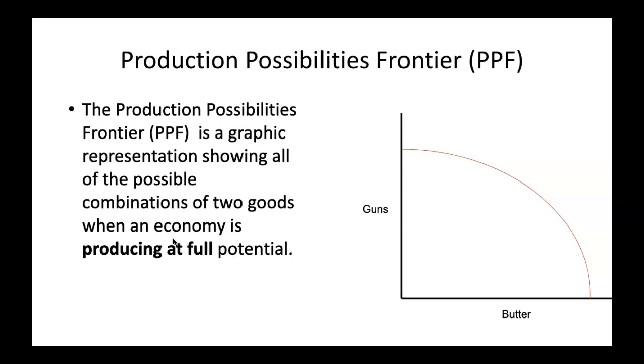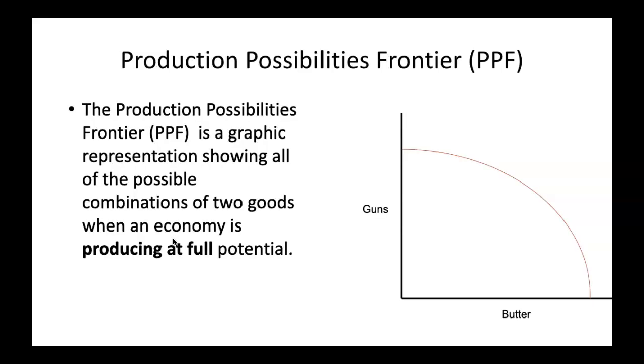So in your study guide, you'll want to find this spot. The production possibilities frontier is a graphic representation showing all of the possible combinations of two goods when an economy is producing at full potential. Okay, it could also be two services, two goods or services. When an economy is producing at full potential, that goes in your study guide.